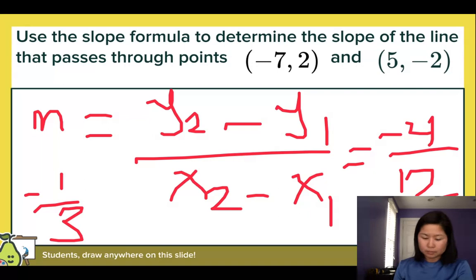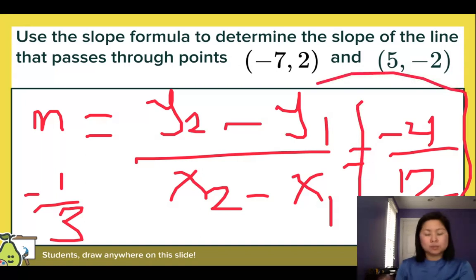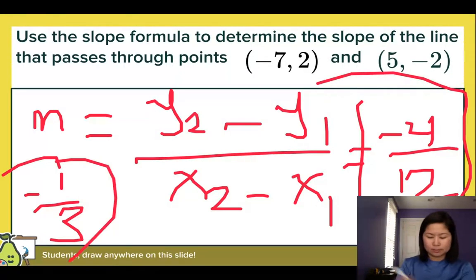Okay. All right. Yes. So it's -3, 1/3, or if you gave me -4/12, that is fine as well. They both okay. Other questions from me?